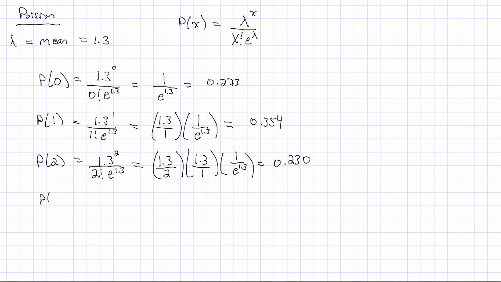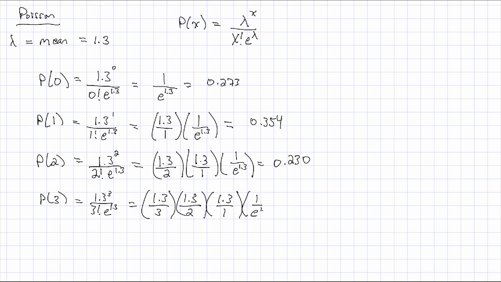Let's continue. P of 3 is 1.3 cubed over 3 factorial times e raised to the 1.3, which is the previous answer times lambda over our new value. So again, there is a pattern emerging that allows us to easily fill out these frequency tables if we're calculating probabilities using the Poisson distribution.